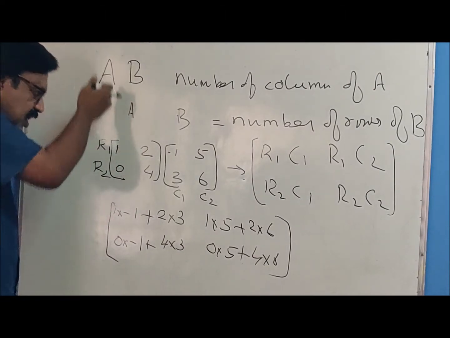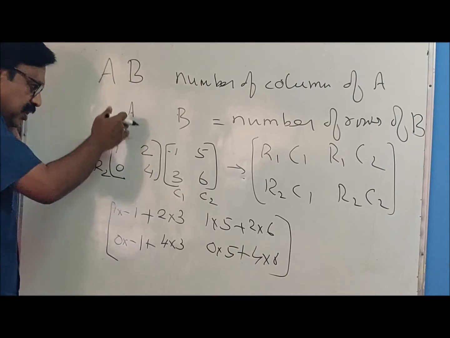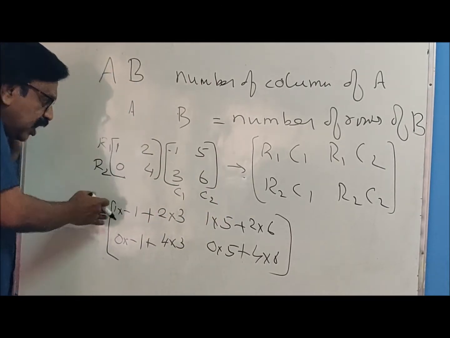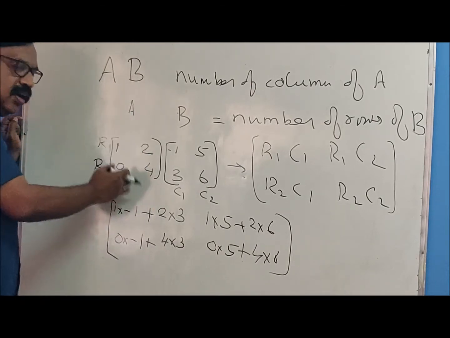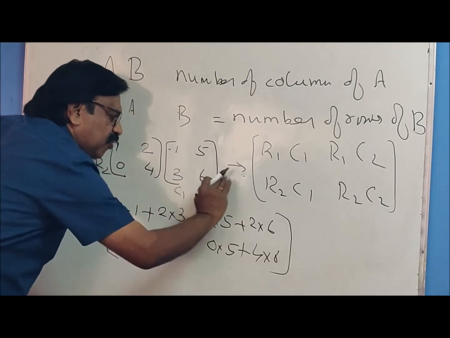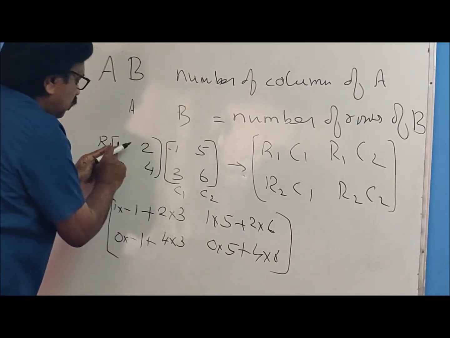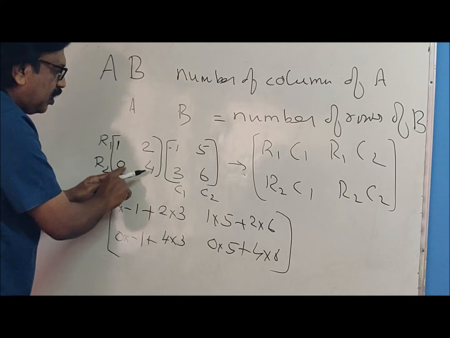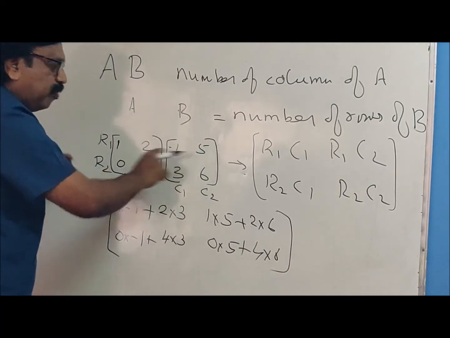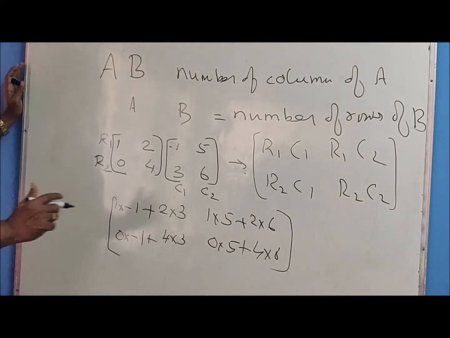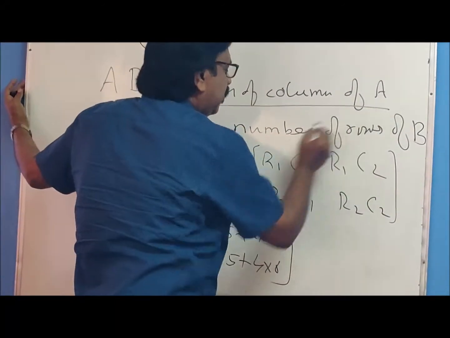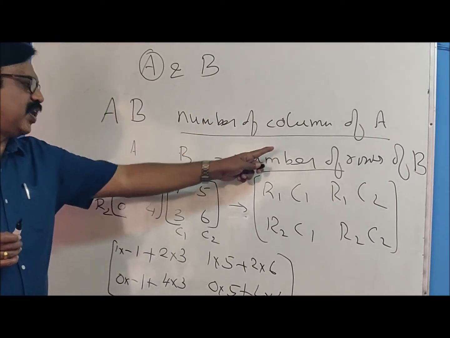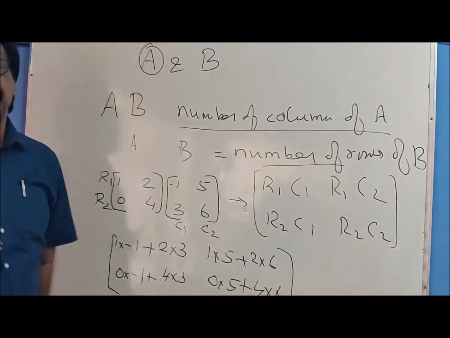You can see how many numbers are there that we are connecting. From that it is very clear that the number of columns of the first one must be equal to the number of rows of the second. Then only we can combine 1 and -1, then 2 and 3, then 0 and 5, then 4 and 6. Therefore, the most important condition of multiplying two matrices is that the number of columns of A is equal to the number of rows of B.